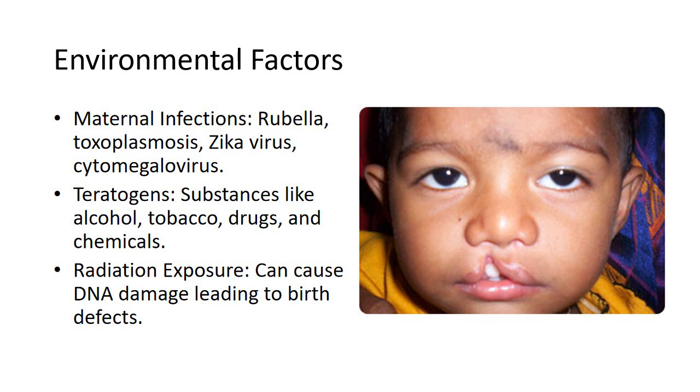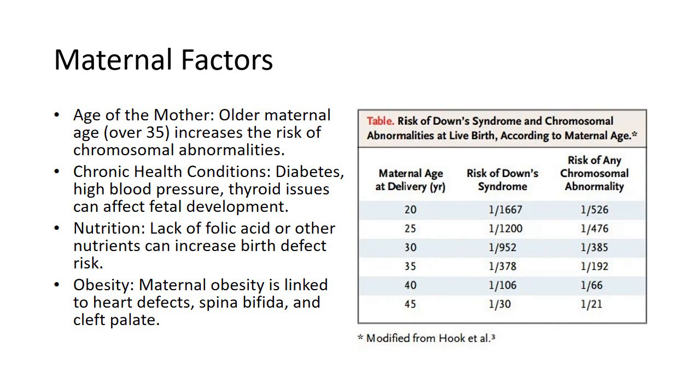Maternal factors. Several maternal health conditions and lifestyle factors can increase the risk of birth defects. Age of the mother: women over the age of 35 are at higher risk of having babies with chromosomal abnormalities, such as Down syndrome. Maternal age is also associated with an increased risk of miscarriage and preterm birth.